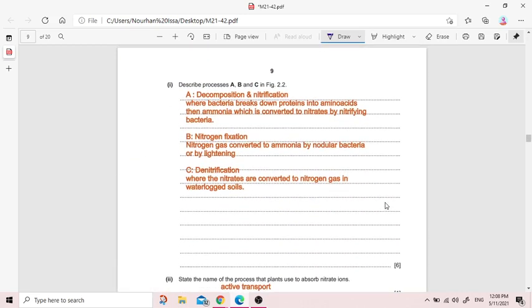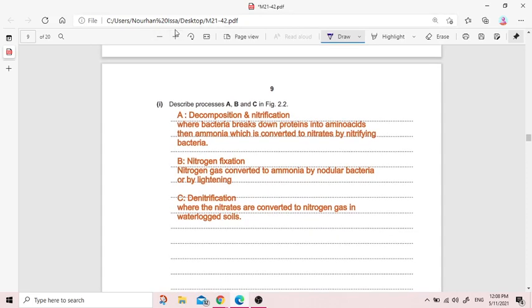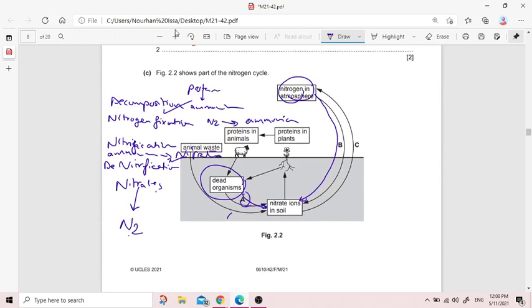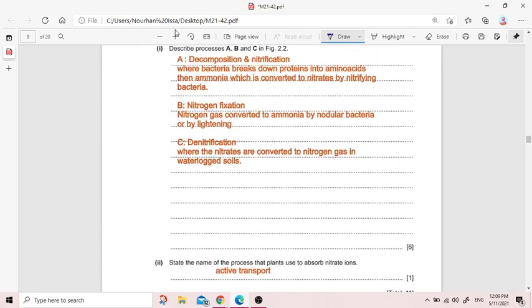The question now, describe process A, B, and C. Very easy. This was an easy exam. We said that A is decomposition and nitrification. If you write decomposition only or nitrification only, it will also be correct. Decomposition, where the proteins in the dead body are converted into ammonia. Nitrification, where the ammonia is converted into nitrates. Okay, this is A. What about B?